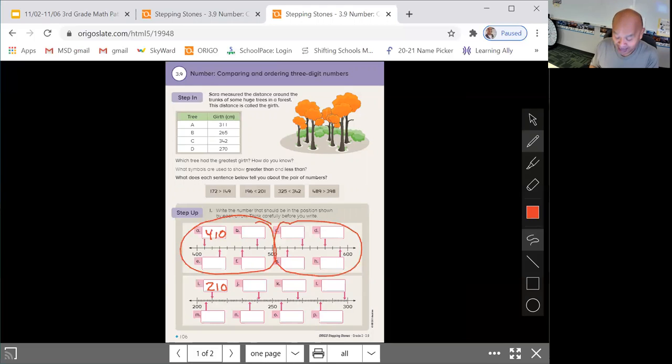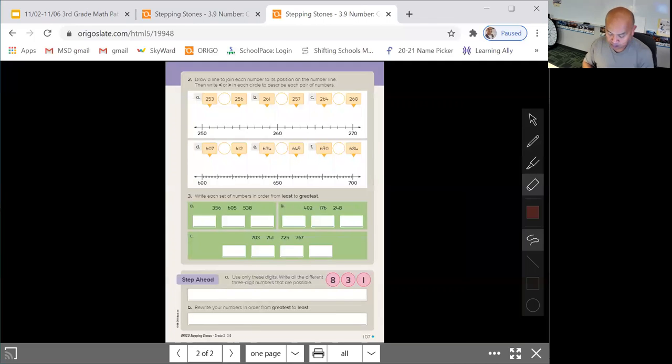And since I have horrible eyes, I'm not even going to guess. But you all have really good eyes. So good work on that. Let's go to the next page.